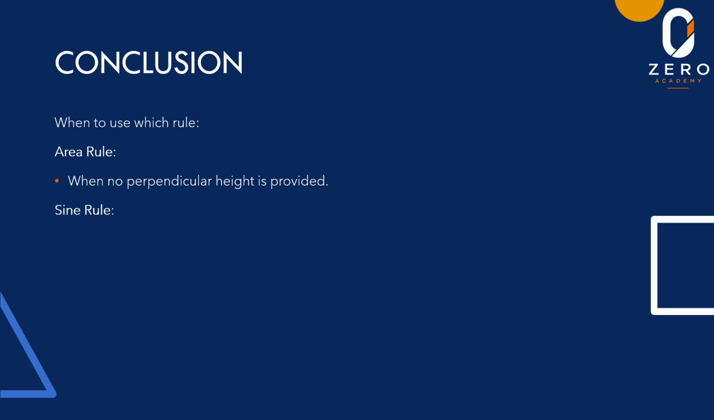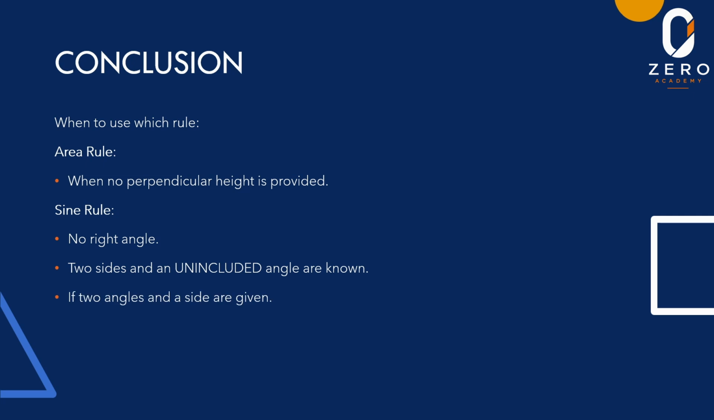Next, let's take a look at when to use the sine rule. You use the sine rule when no right angle is present. That is the first condition. The second condition is when two sides and an unincluded angle are known. Unincluded, that is very important. The angle doesn't have to be included between the given sides. And thirdly, if two angles and a side are given, again, that is a pretty good clue that you should use the sine rule.